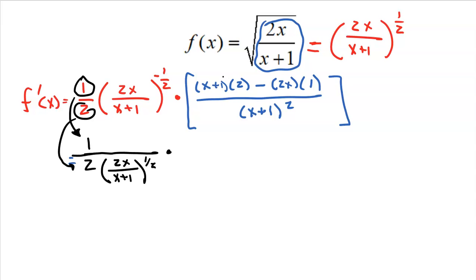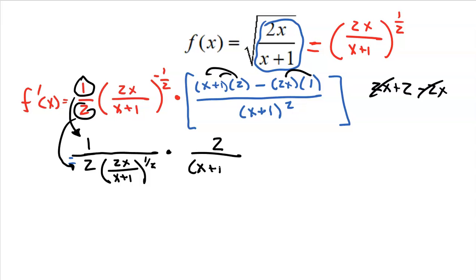Now, what about the quotient rule? Some really nice stuff happens here. I'm going to distribute this 2, and I get a 2x plus 2. And that's 1 times 2x, that's a negative 2x there because of the minus sign. And the 2x's are going to cancel, so that actually works out kind of nice. That's simply going to be a 2 over x plus 1 all squared.